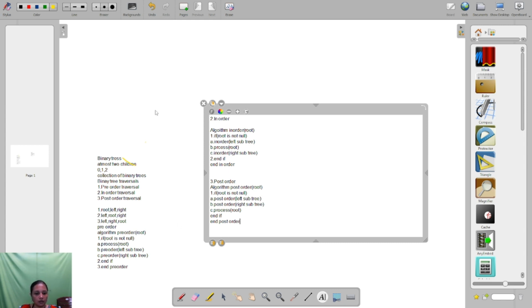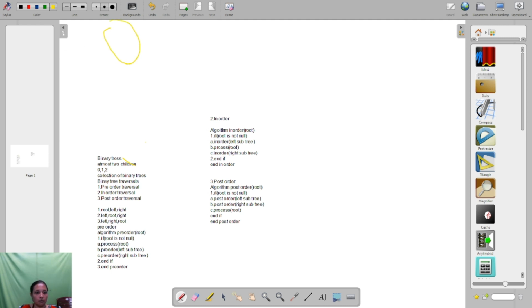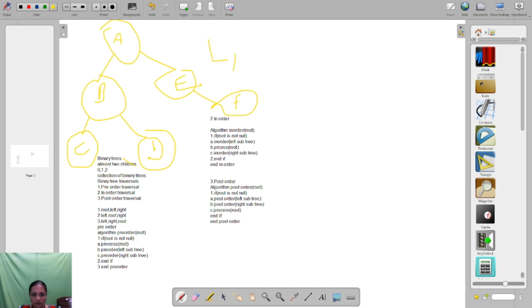Now I go to see one example for this one. Okay, for the example of post order, the same tree. A, B, C, D. Okay, this one is E. This one is F. What is the rule for this one? First you visit left, second you visit right, finally you visit root node. So this one is the rule for post order.